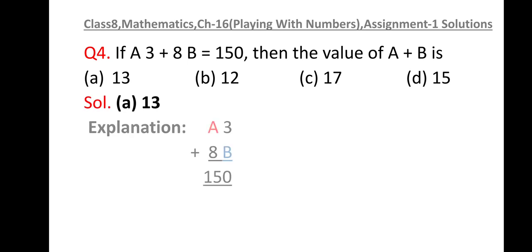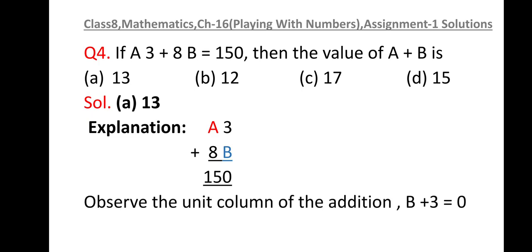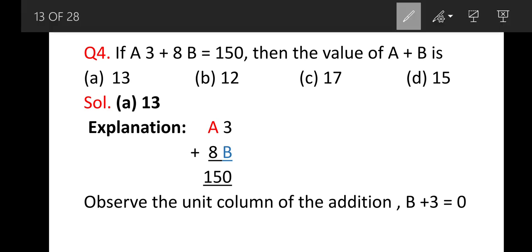Let us see how it will be 13. It is a3 plus 8b and the answer should be 150. So again I will be observing the unit column of this addition, that b plus 3 is equal to 0. What should be the value of b so that the answer comes out to be 0? So tell me, can you tell what will be the value of b? Yes, b can be 7 because 7 plus 3 is equal to 10. So 0 will be written here and 1 will be carried forward to another column.